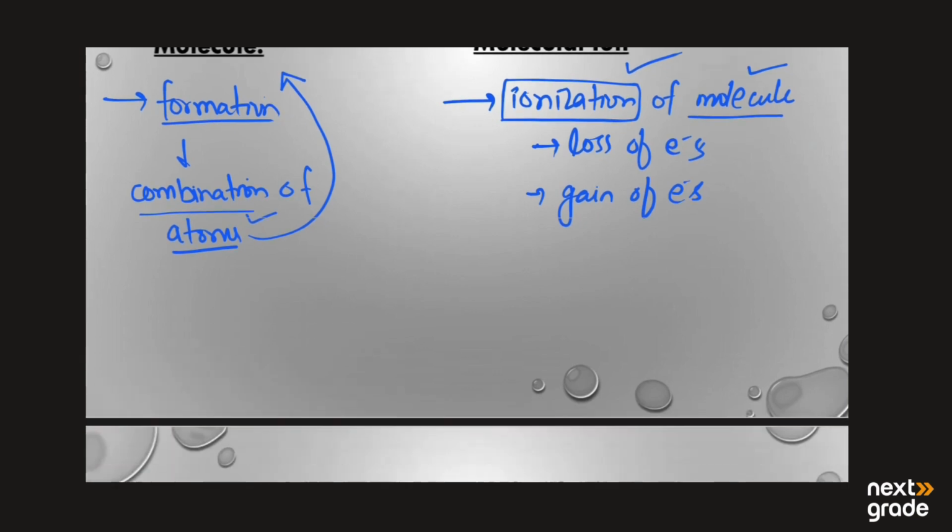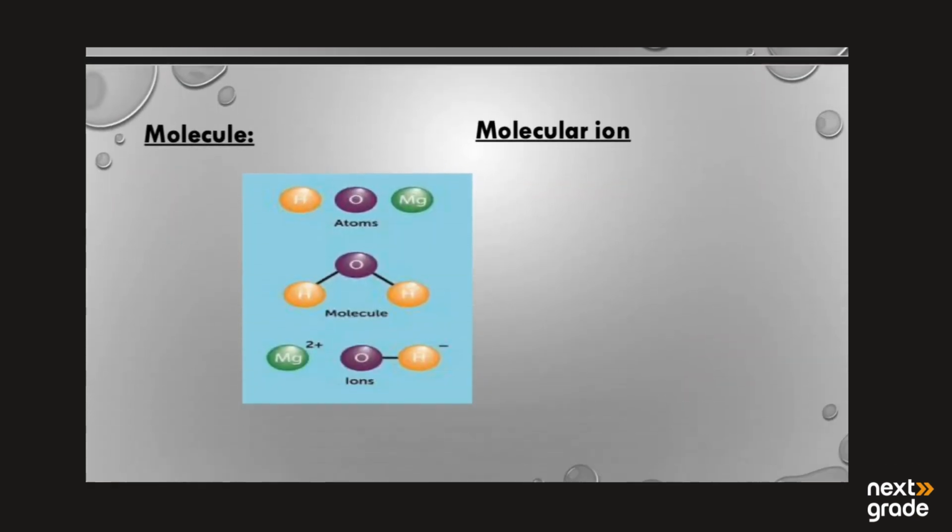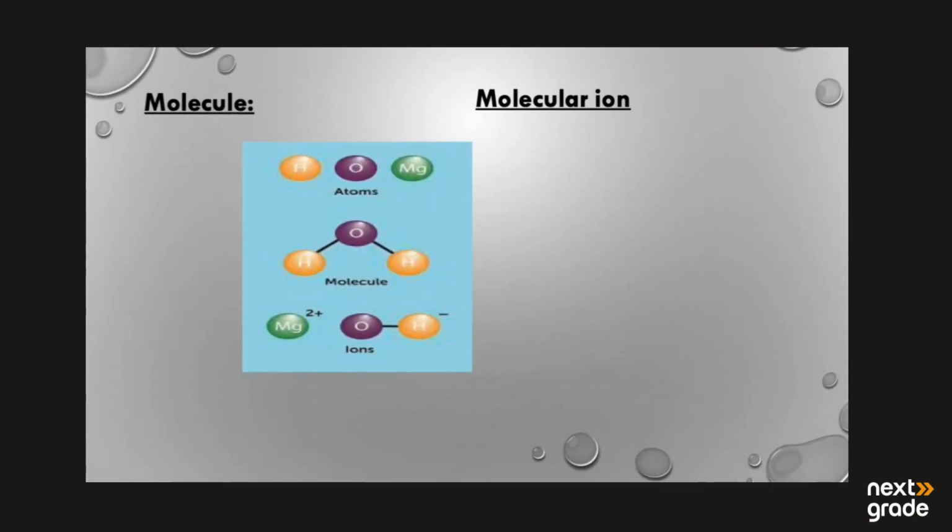Next we have the fourth difference between the molecule and the molecular ion. A molecule is a stable unit, but when we look at the molecular ion, it is a reactive species.